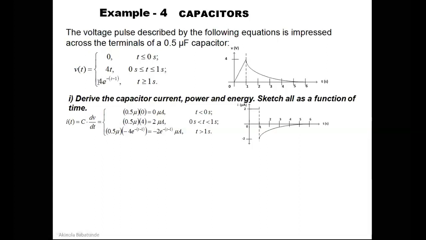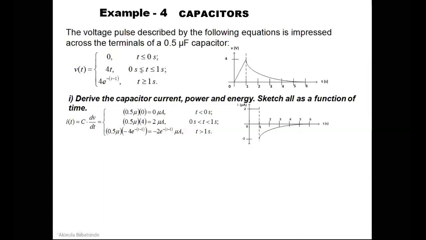Also, when we have v of t equal to 4 exponential minus (t minus 1), if you differentiate this, it gives you minus 4, because of the minus sign here. Minus 4 exponential minus (t minus 1) is what you get when you find dv/dt for this function. Multiply that by 0.5, and you obtain minus 2 exponential minus (t minus 1) microamperes. So these are the various currents we have for these various voltages with capacitance 0.5 microfarad.